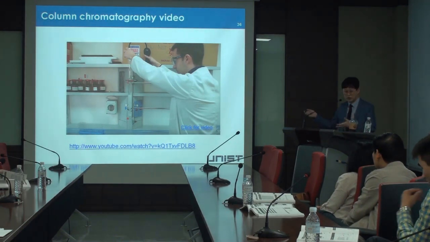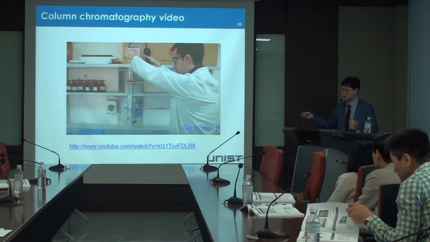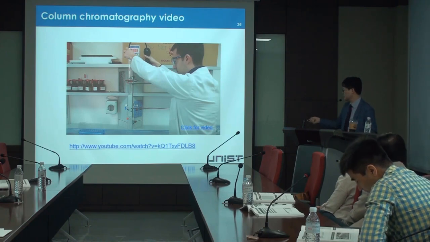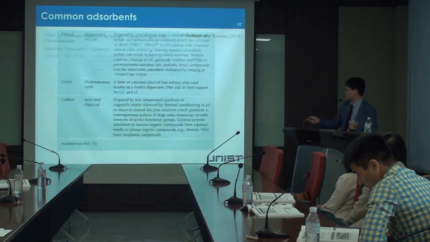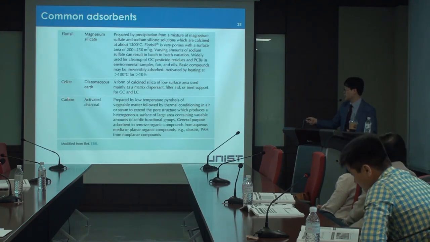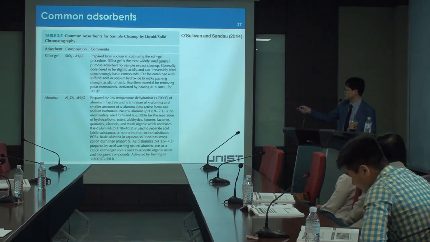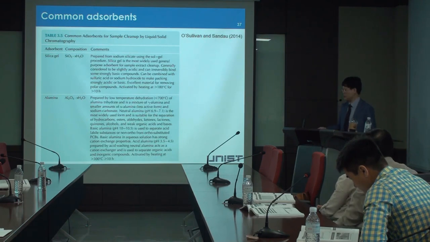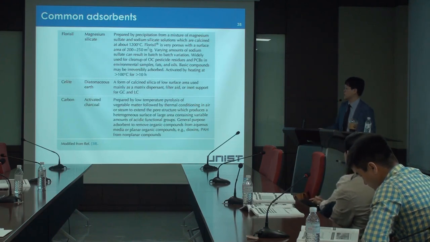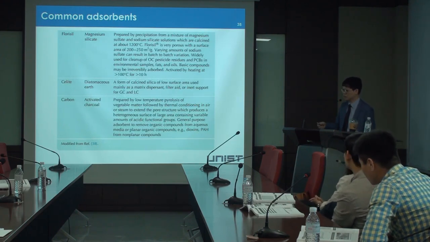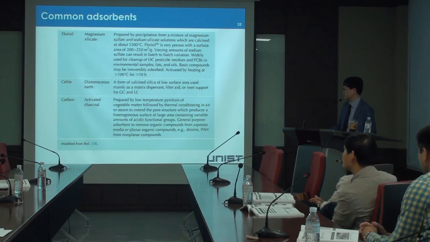We already did this yesterday, right? So I'll skip. There's actually a video for that, so you can skip. There are many different types of adsorbent materials such as silica gel, alumina, Florisil, and others, and carbon. Among them, we mostly use silica gel or alumina for separation of PCBs, ortho and planar PCBs, and Florisil for pesticides, and carbon for dioxins, though other pesticides can also be used.